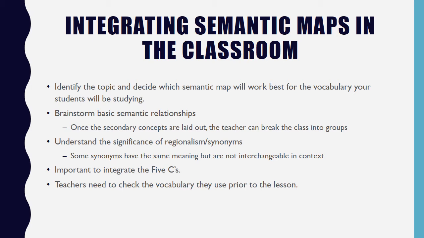Then you have to brainstorm basic semantic relationships. So this is done by the teacher. So the teacher will draw and label the topics, and then the students can begin to brainstorm relevant secondary concepts. And once the secondary concepts are all laid out, then the teacher can break the class into different groups.